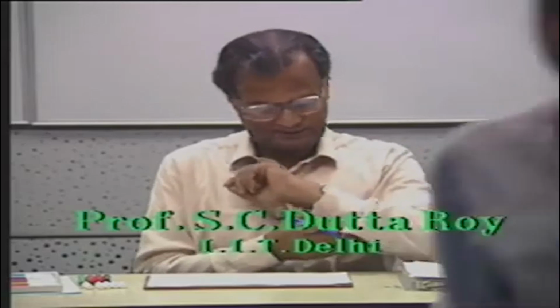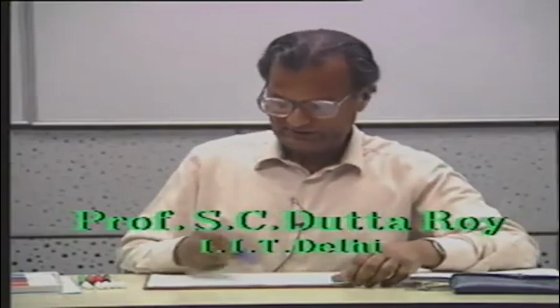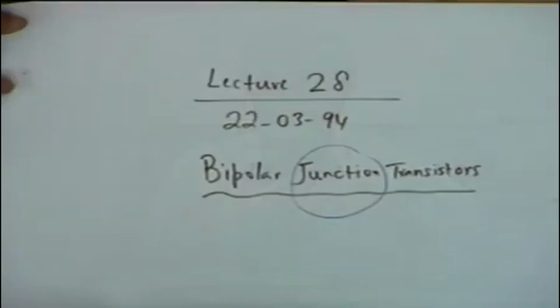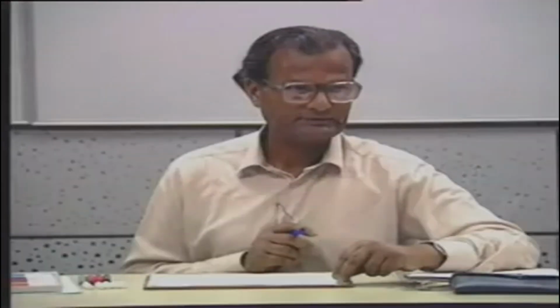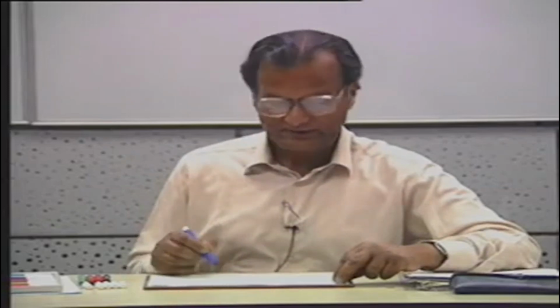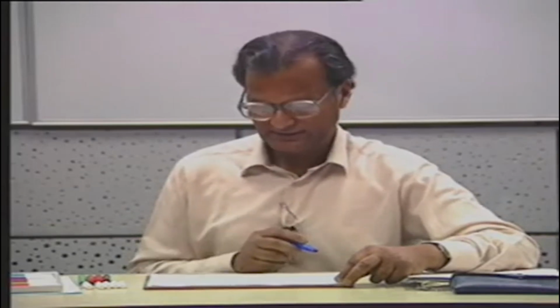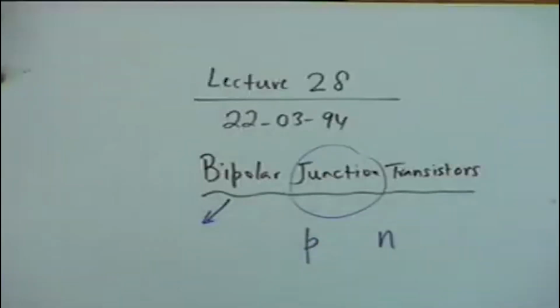In the 28th lecture, we talk about bipolar junction transistors. The meaning of the word junction should have become clear to you by now. A junction is created when two dissimilarly doped semiconductors are brought in close proximity of each other. For example, a P and an N type are brought in close proximity, and a junction is created.